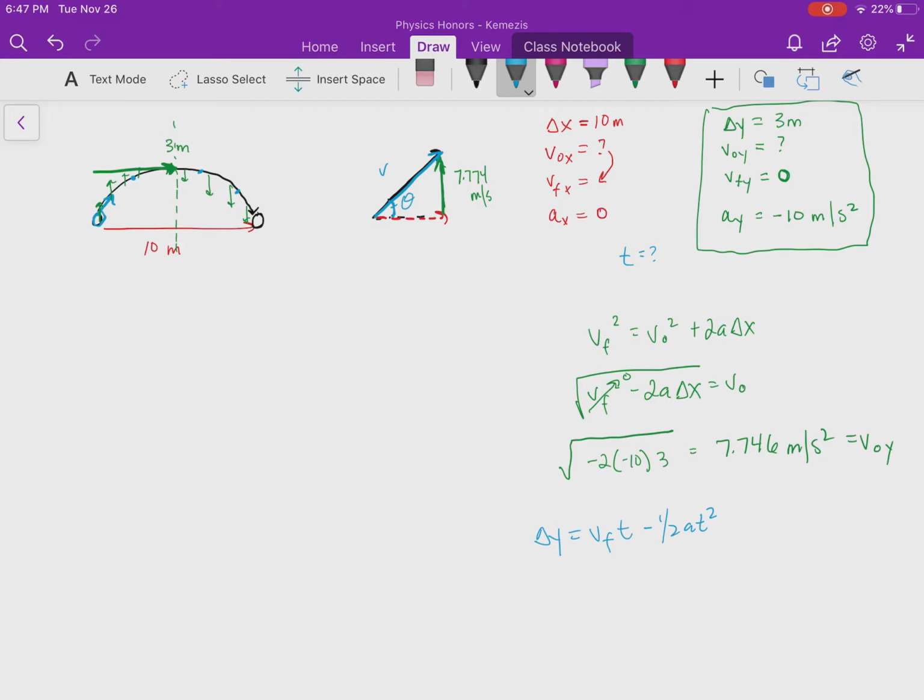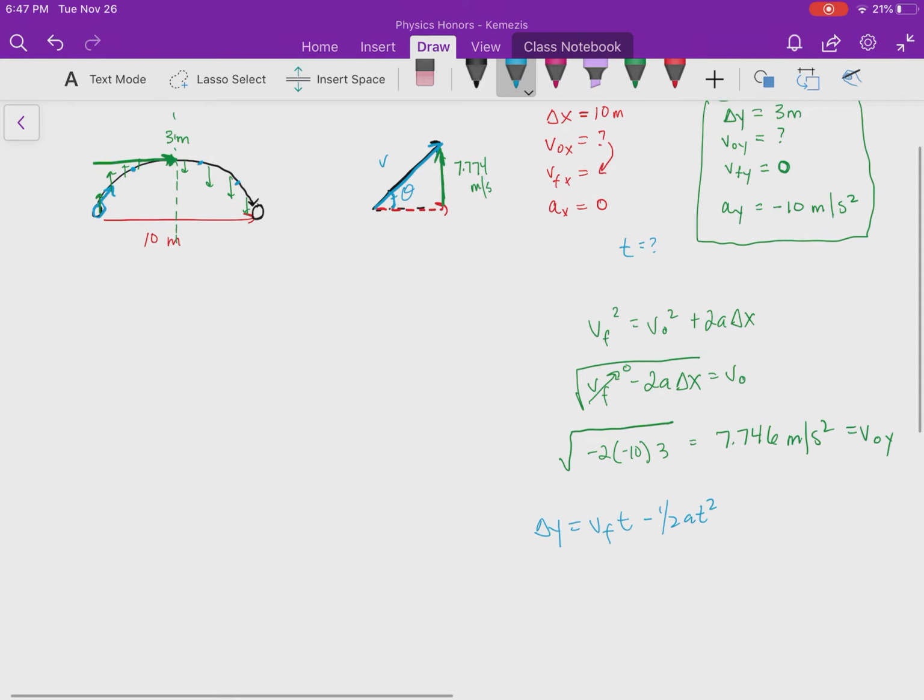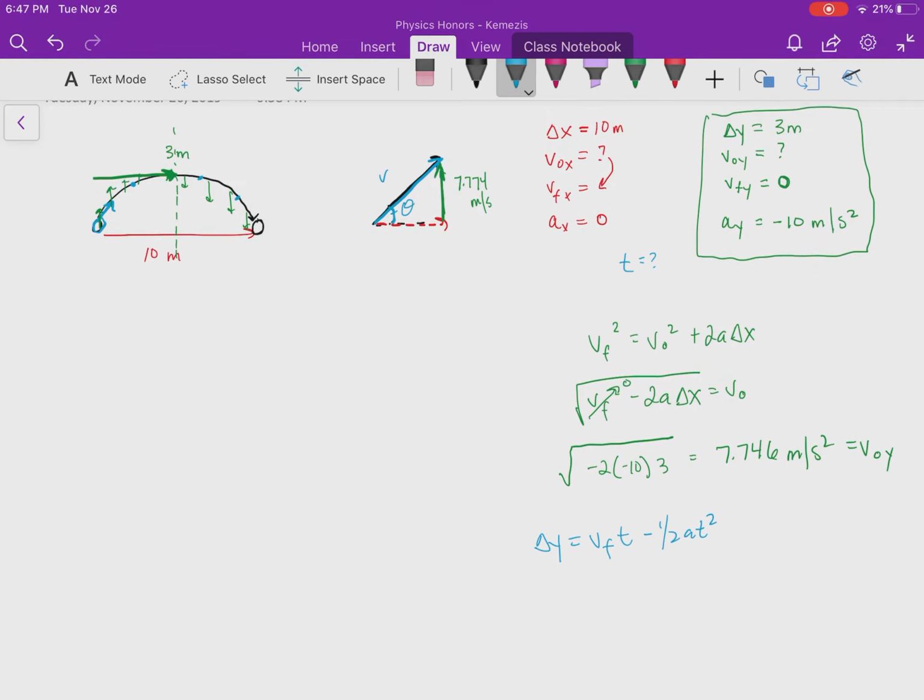This is similar to our third equation, but instead of v naught t plus 1/2 a t squared, when you use the final velocity, it turns into minus 1/2 a t squared. You can look back at your equation card and see that. But we're still using the same information. We're saying delta y is 3. We know that the v naught is 0, right? I'm looking back at the green information: the v naught in the y direction is 0. So we're getting minus 1/2 times -10 t squared.